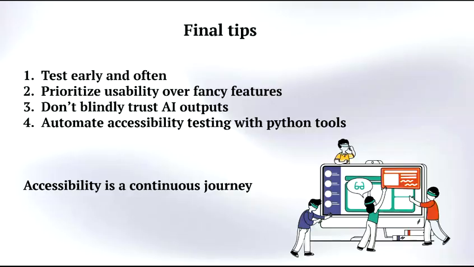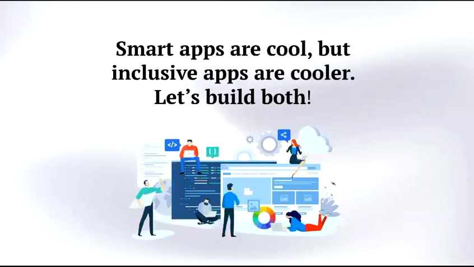So I'll say accessibility is a continuous journey. Don't take it as a checklist point that okay, now my website is ready, let me just check the accessibility thing and tick off, launch my website. Keep accessibility as a plan, as something when you're designing the system or planning out how to do things, because it's a part of system design, I'll say. So that's it. And to end with, I'll say that smart apps are cool, but inclusive apps are cooler. So build both and make your users happy. Thank you.